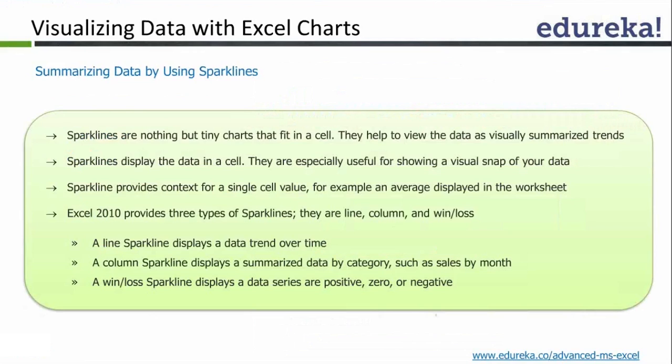So spark lines, there are three types of spark lines: line, column, win loss. So these are three types of spark lines. We saw how to create a spark line. How do we introduce a spark line? We have seen this part. Okay.